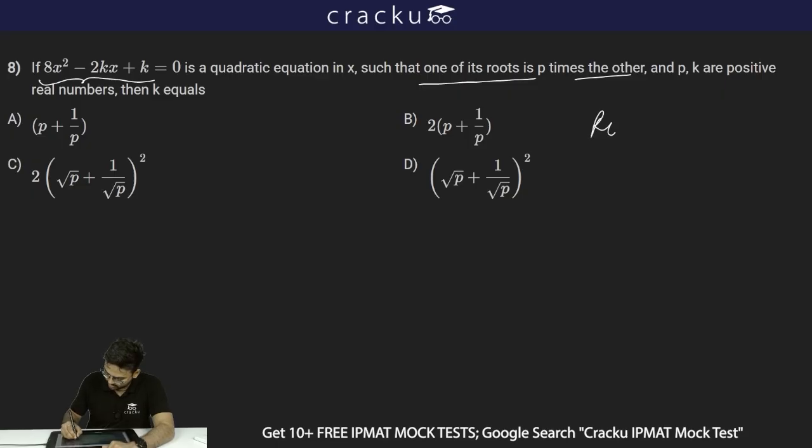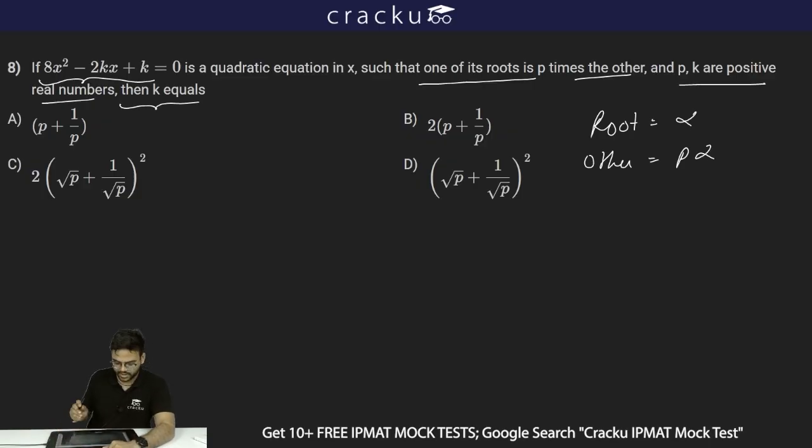So if one root is alpha, the other will be p alpha. One of the roots is p times the other root, and p comma k are positive real numbers, then we have to find out what can be k. So these are my two roots, alpha and p alpha.